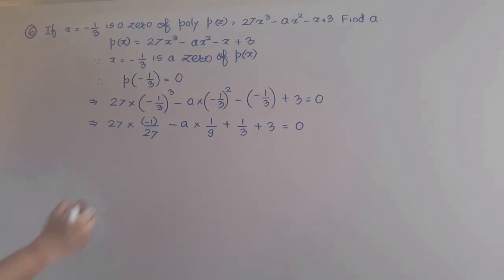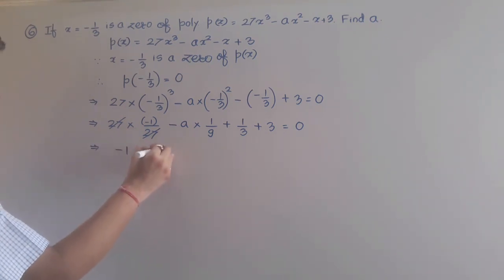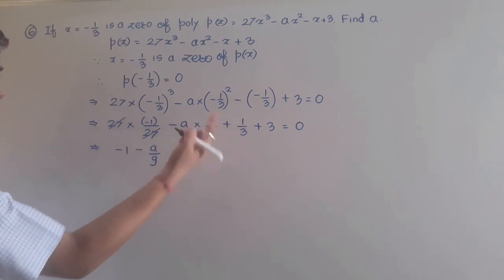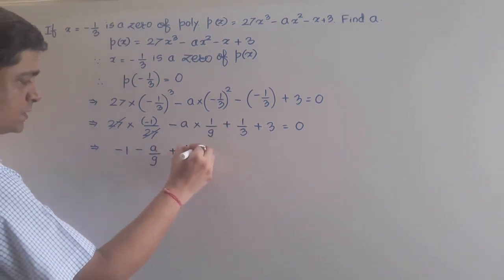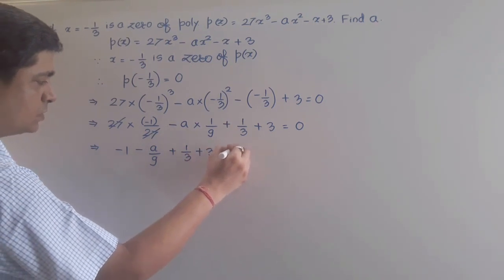Now let us simplify further. Here 27 and 27 got cancelled. Remaining is minus 1, minus a upon 9, because a into 1 will become a, and plus 1 upon 3 plus 3 is equal to 0.